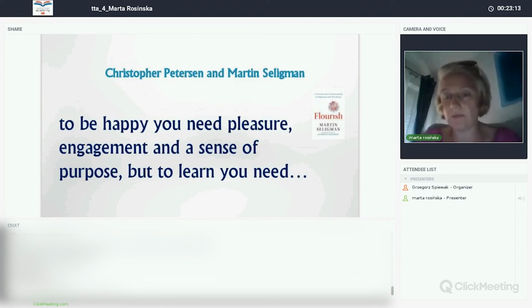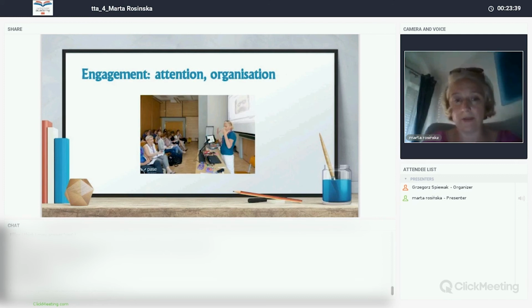Yes, that's perhaps obvious. But to learn, is it enough to have pleasure? Is it enough to have engagement? And is it enough to have just a sense of purpose? And if so, how do we go about this when we teach or train? Okay. Well, my idea and my sincere belief is that we also need the following.